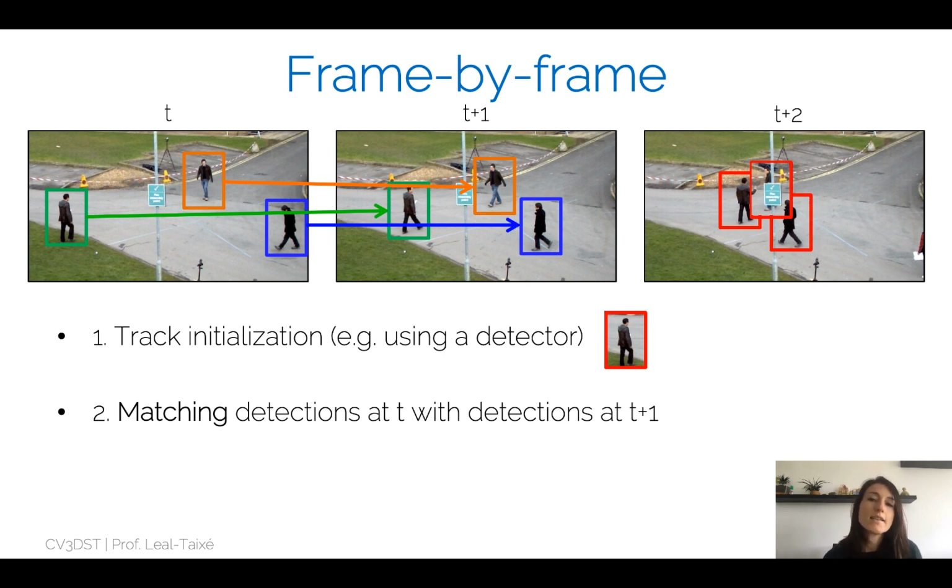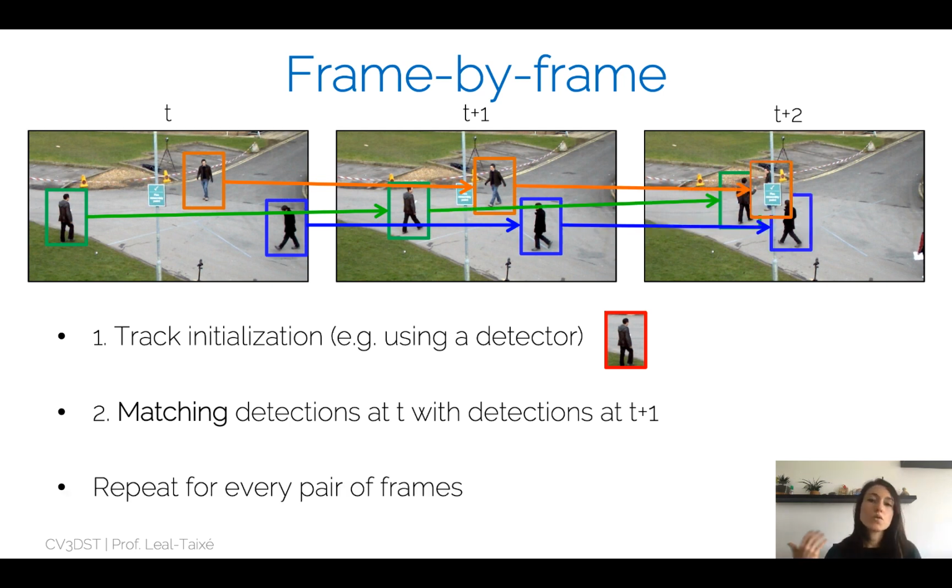So in this case, we're just interested in performing pure data association. So we don't do any motion prediction, we just have a set of detections at frame t and a set of detections at frame t plus 1, and the only thing that we want to do is link them. We want to match the detections at frame t with the detections at frame t plus 1.